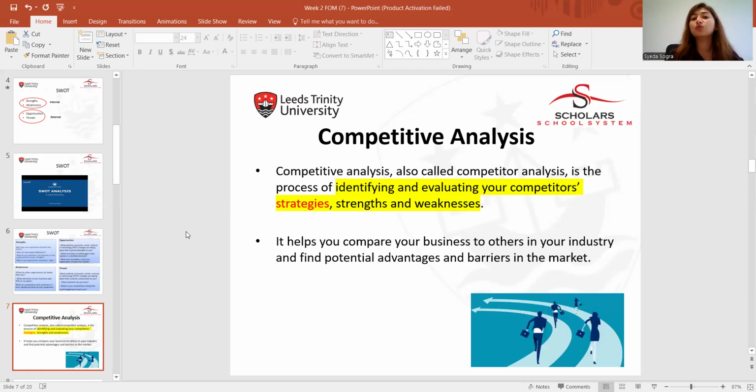Moving forward to competitive analysis, which is also called competitor analysis, it's the process of identifying and evaluating your competitors' strategies, strengths, and weaknesses. It helps the company understand the business in that related industry and find potential advantages and barriers in the market.